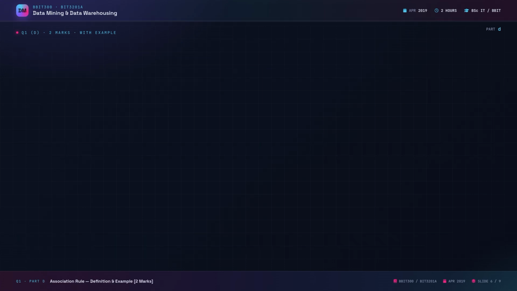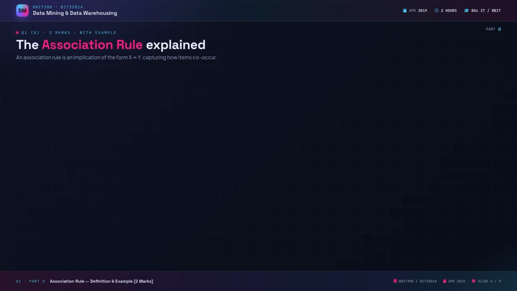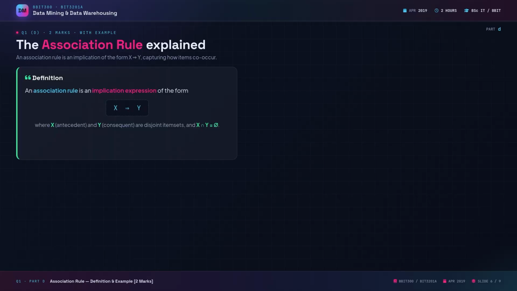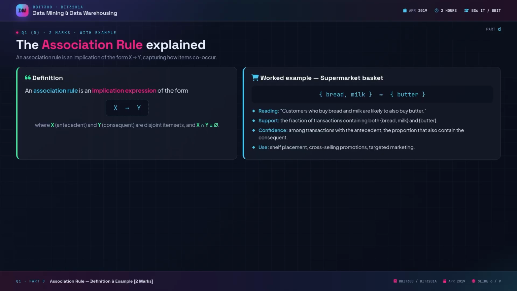Part D is worth 2 marks and asks you to explain the term association rule with an example. An association rule is an implication expression of the form X implies Y, where X is called the antecedent and Y is the consequent, and importantly, X and Y are disjoint item sets, meaning they don't overlap. Let's use a worked example from a supermarket basket. Bread and milk implies butter. In plain English, this means customers who buy bread and milk are likely to also buy butter.